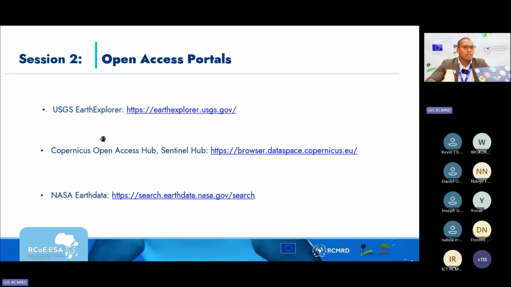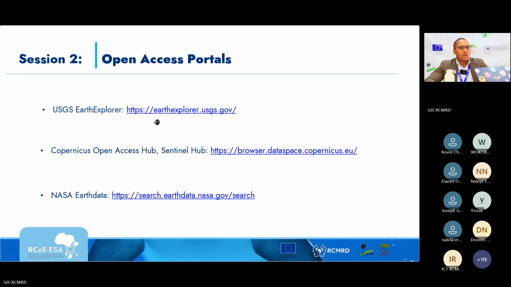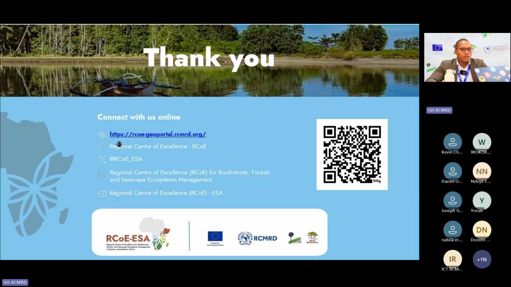So this is how we access some of the data sets. These are some of the open access portals. We have the USGS Explorer. This is where we get the Landsat data. We have the Copernicus Open Access Hub, the Sentinel Hub, where we access the Sentinel data. And then we have Earthdata from NASA. This is where we are able to access the VIIRS and the MODIS data. So that's going to be it from my presentation.